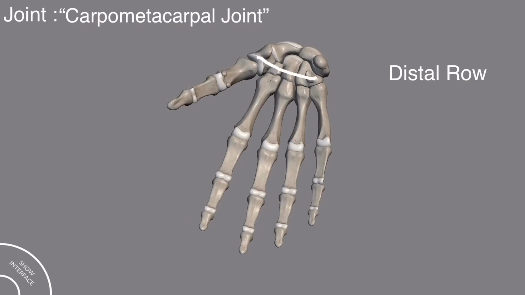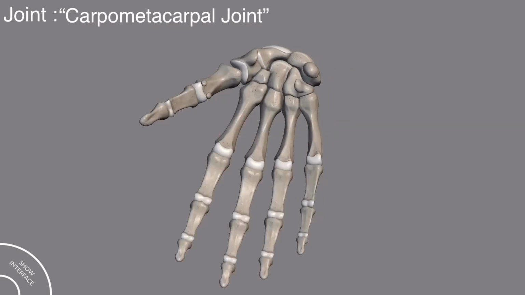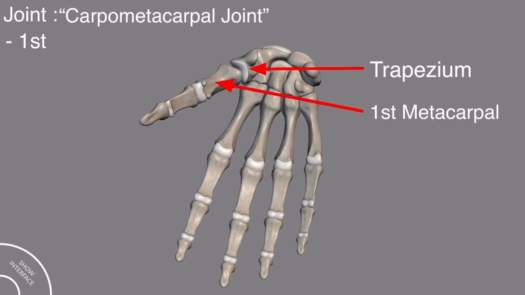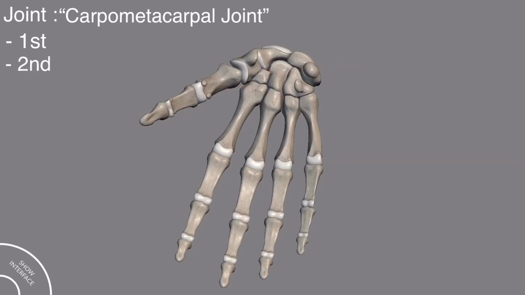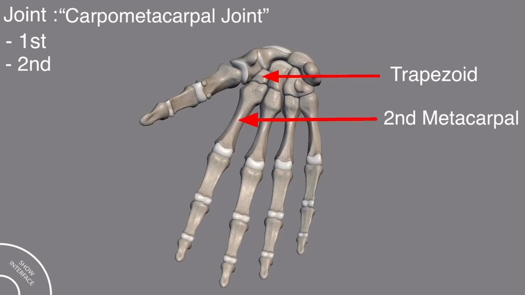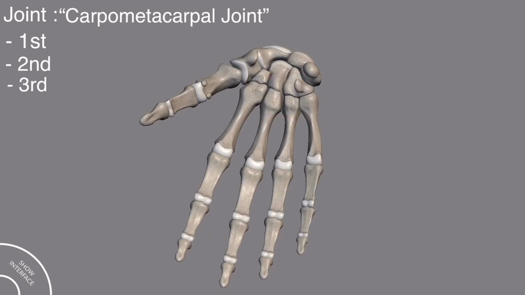The first carpometacarpal joint is between the trapezium and the first metacarpal. The second one is between the trapezoid and the second metacarpal. The third one is between the capitate and the third metacarpal. The fourth and the fifth carpometacarpal joints are between the hamate bone and the fourth and fifth metacarpal bones.